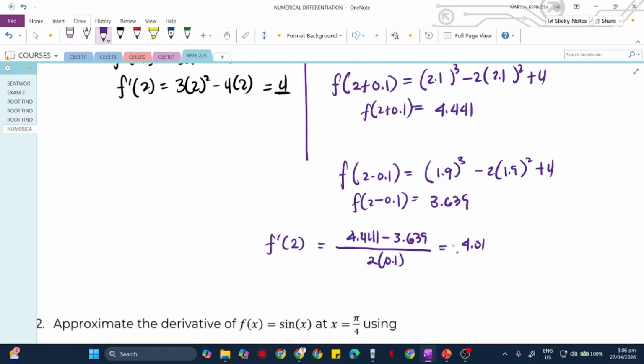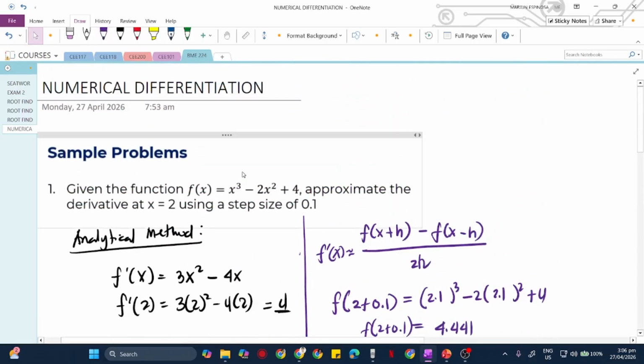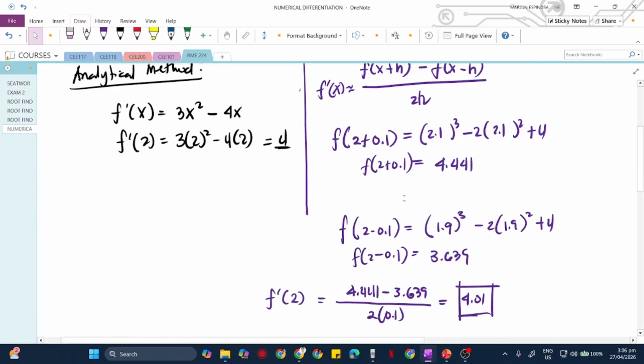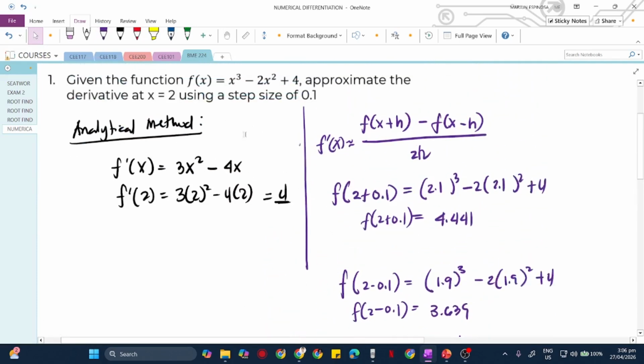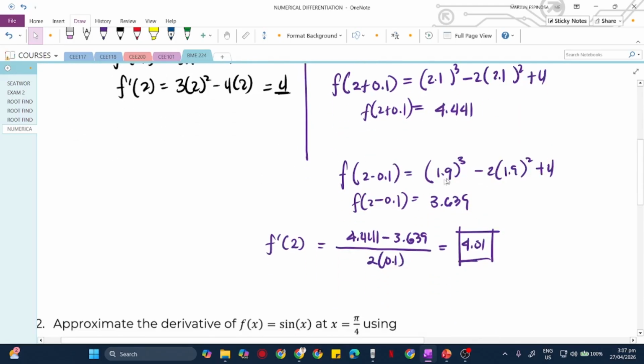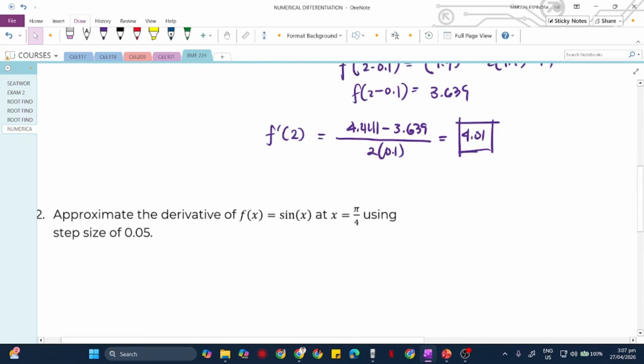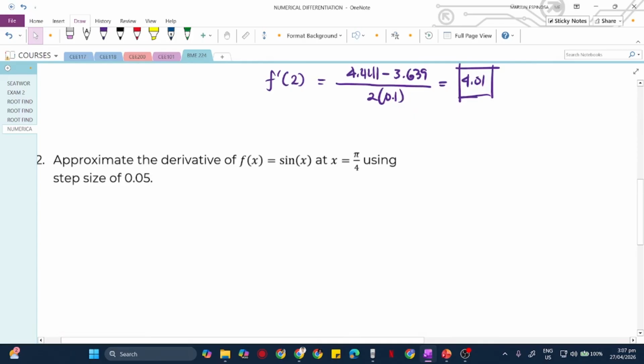So, yan yung way, no, on how you can use the central difference approximation. Now, okay lang yan kasi dali lang analytical method, no? Dali lang din itong numerical method. Pero what if we're given with complex function? So, mahirap na yung analytical method. Mas madali na yung numerical method. So, yan yung maganda dito sa numerical method.